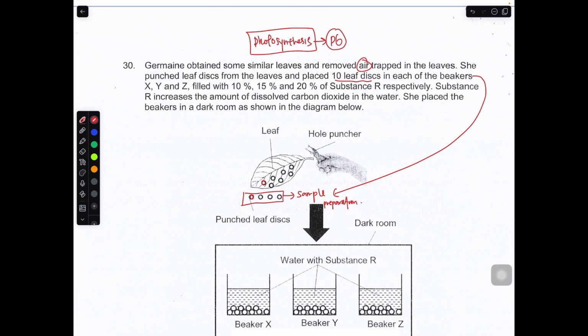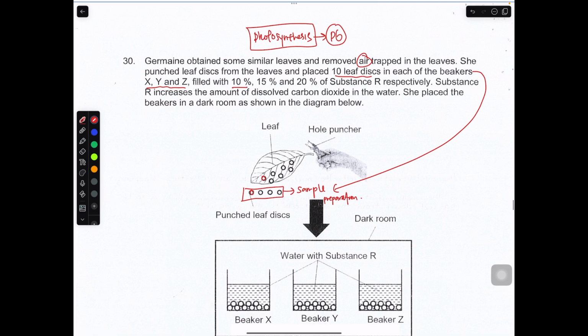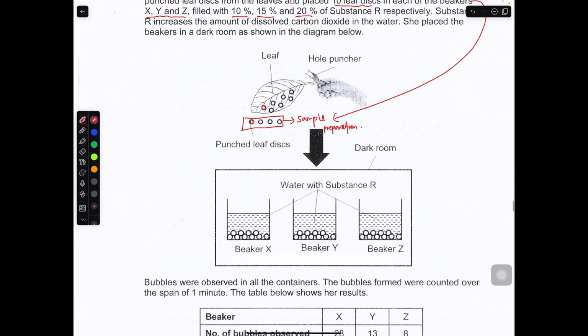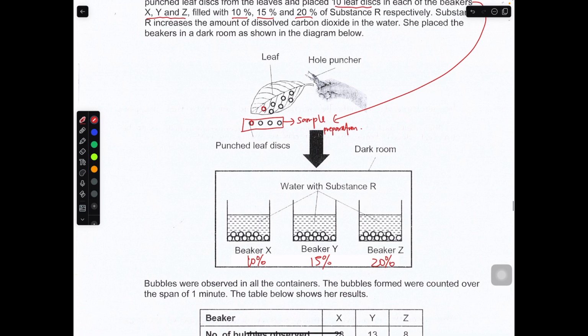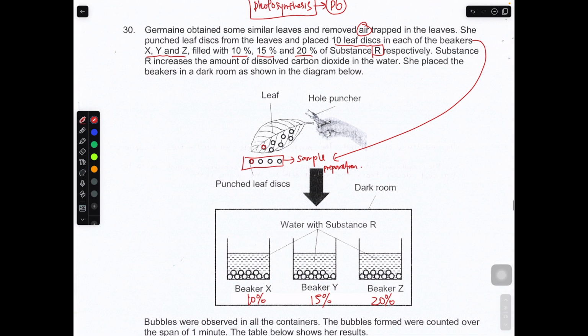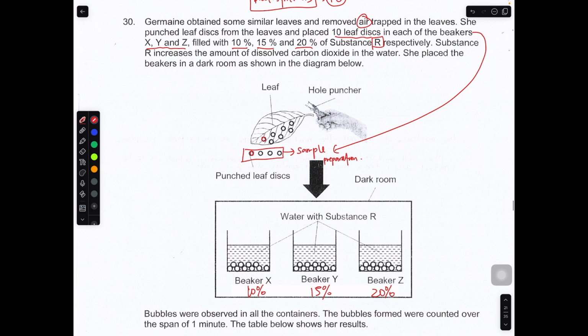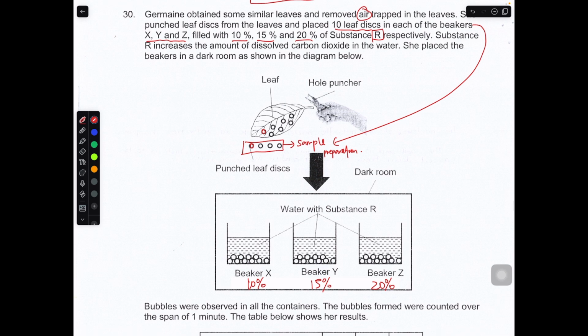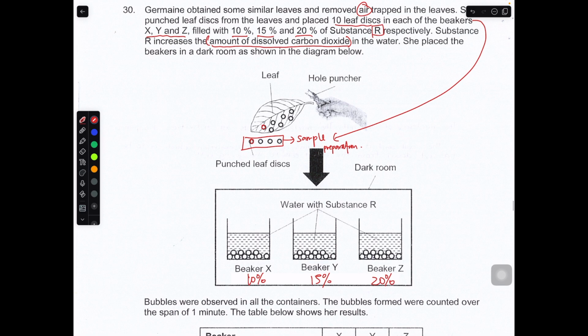Okay, and she put them in each of the beakers X, Y, and Z, filled with 10, 15, and 20 of substance R respectively. So substance R increases the amount of carbon dioxide in water.